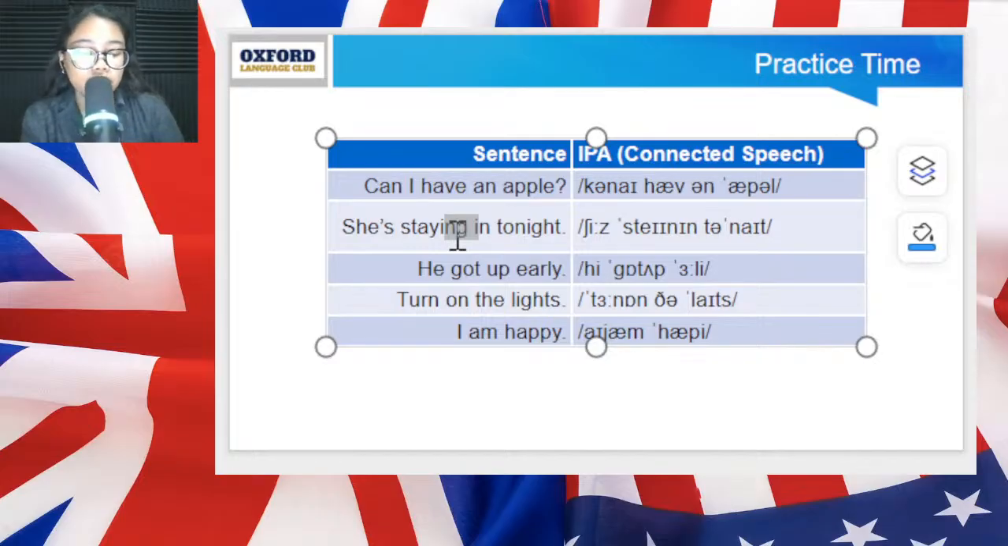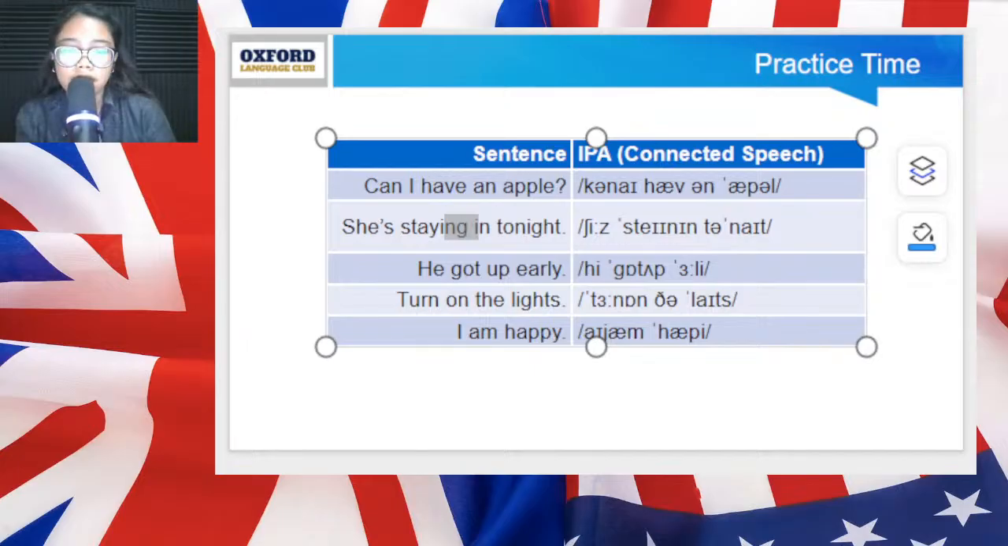So the whole sentence flows like, she's staying in tonight. Okay? Instead of saying she's staying in tonight word by word, we say she's staying in tonight. So that's the whole sentence in connected speech. Try it with me. Feel that smooth bridge from staying to in. She's staying in tonight. Okay, excellent. All right. Let's continue.